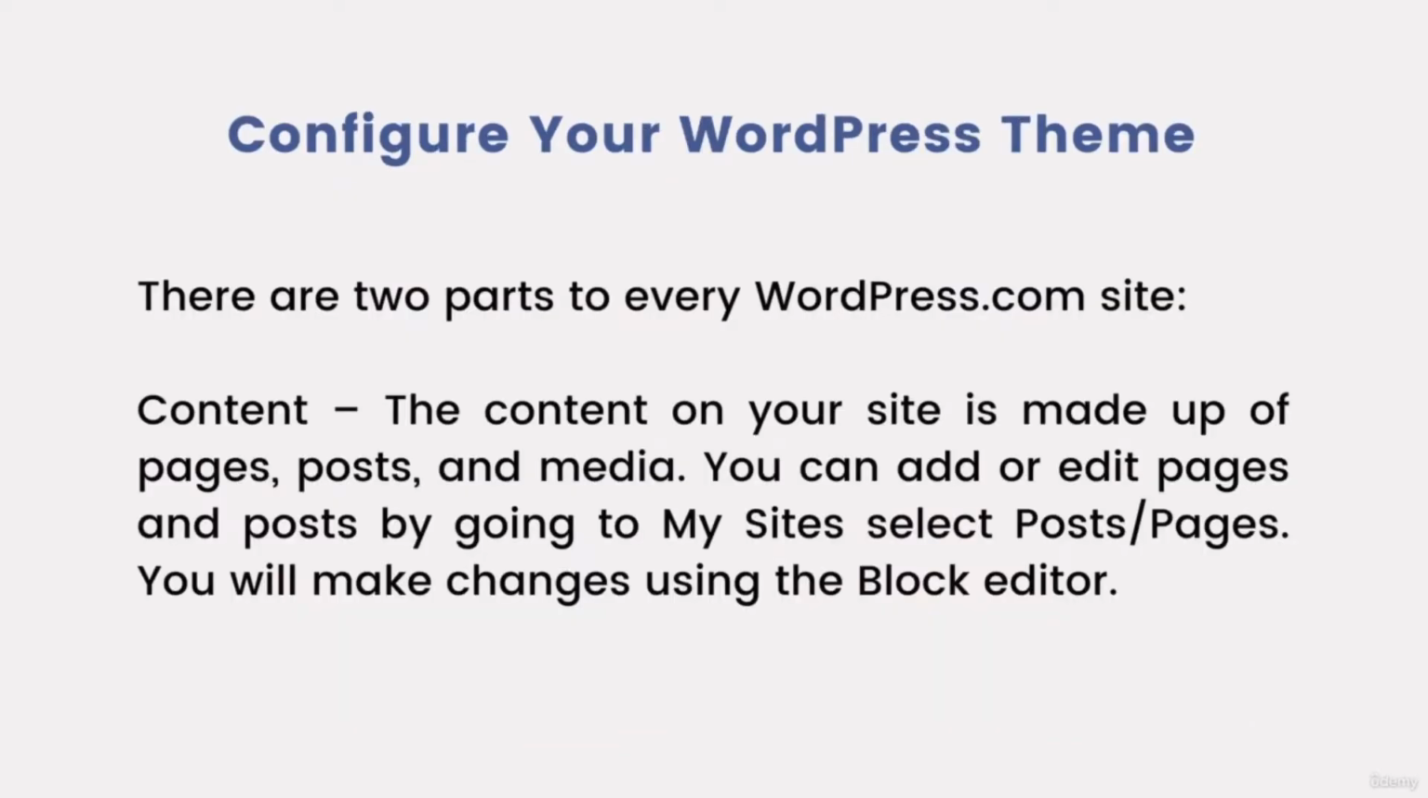How to configure your WordPress theme? There are two parts to every WordPress.com site. Number 1. Content. The content on your site is made up of pages, posts and media. You can add or edit pages and posts by going to My Sites, select Posts or Pages. You will make changes using the blog editor.